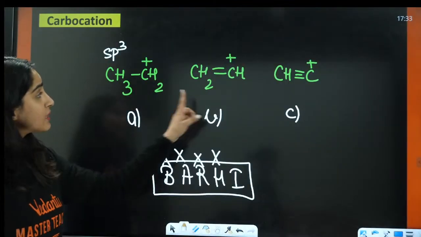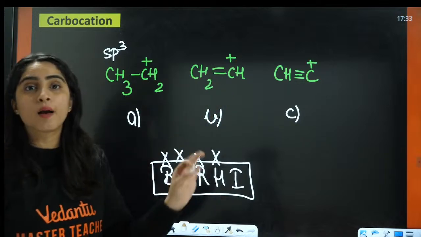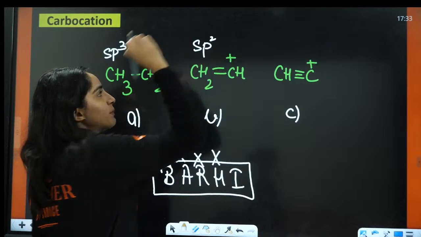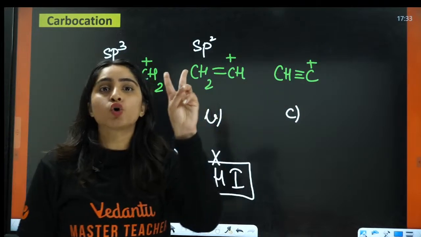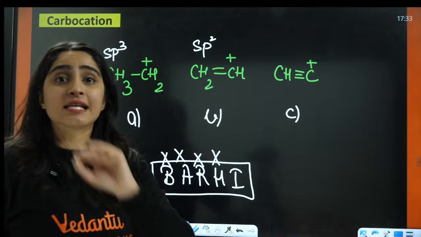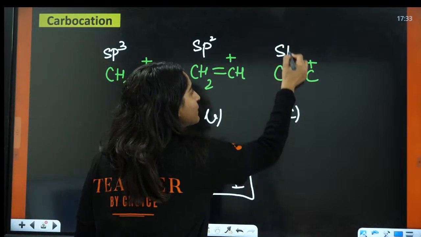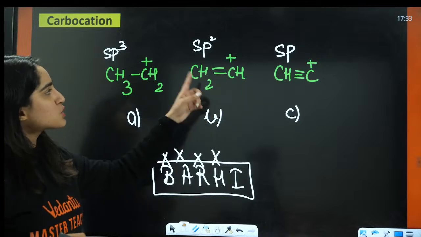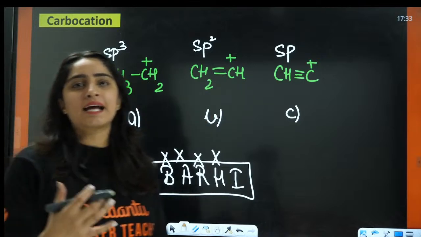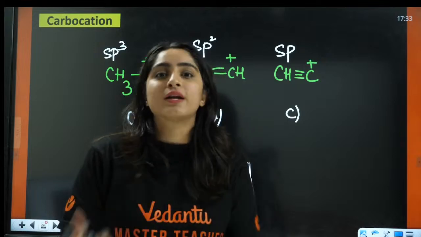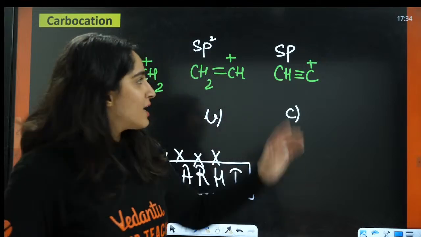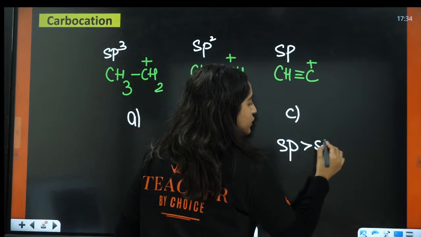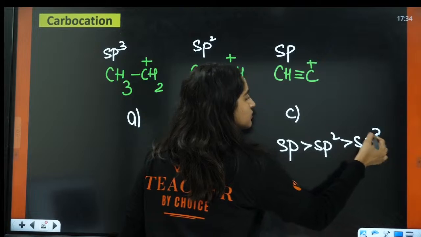That means sp3. This is having 3 sigma bonds and no lone pair here. That means 3, corresponding to sp2 hybridization. This is having only 2 sigma bonds. That means this is having sp hybridization. Right? As you all know, the hybridization is sp, sp2, sp3. And what is the electronegativity? The more the s character, the more the electronegativity. Here the s character is more. So the electronegativity order is sp, then sp2, then sp3.